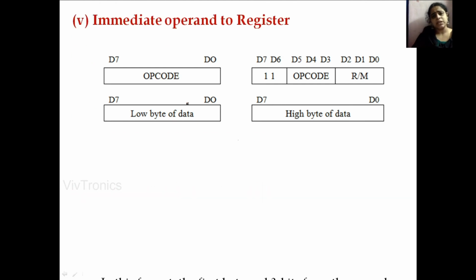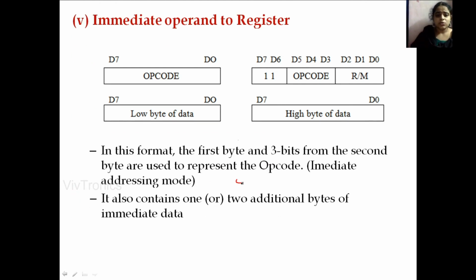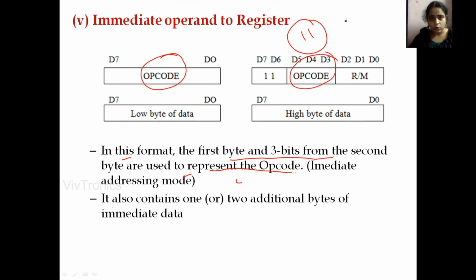Next one is immediate operand to register. So in this format, the first byte and 3 bits from the second byte are used to represent the opcode. Okay, so for the opcode there will be 8 plus 3, total 11 bits, in 16 bits. Okay, there are 11 bits that are given to opcode because this is an immediate number to register, and it also contains 1 or 2 additional bytes of immediate data.